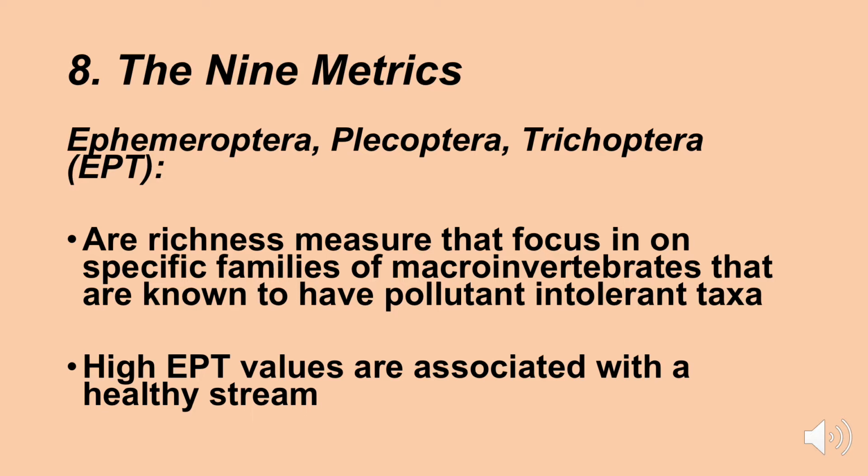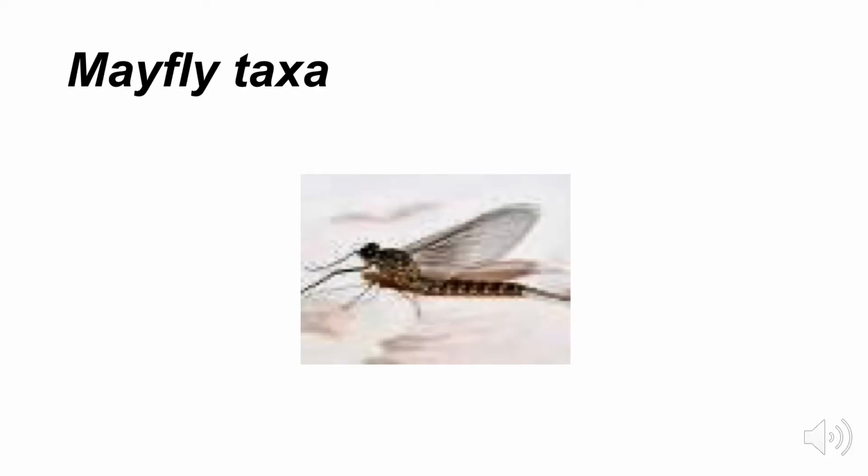High EPT values are associated with a healthy stream. The more taxa that are present, the healthier the stream is. So if we take a look at some of these taxa, let's take a look at their common names. Mayflies. This is what a mayfly looks like. Mayfly is a source of food. There's lots of mayfly taxa as benthic macroinvertebrates.